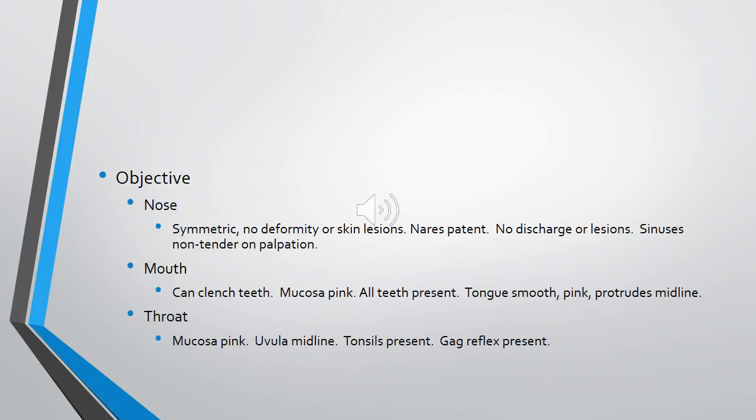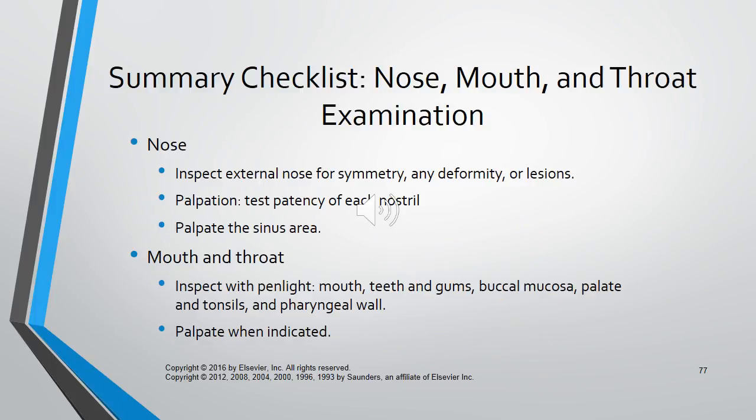Summary of objective findings for nose, mouth, and throat. Nose, symmetric, no deformity or skin lesions. Nares, patent, no discharge or lesions. Sinuses, non tender to palpation. Mouth, can clench teeth. Mucosa, pink, all teeth present. Tongue, smooth, pink, protrudes midline. That protruding midline is one of our cranial nerve tests that we'll do, so we will talk about that again later in the semester. Throat, mucosa pink, uvula midline, tonsils present, gag reflex present. And again, here is your summary checklist for your nose, mouth, and throat exam.